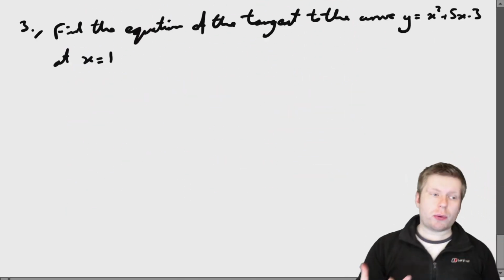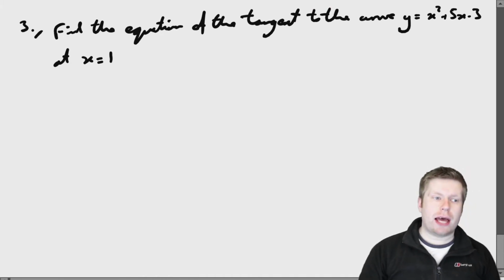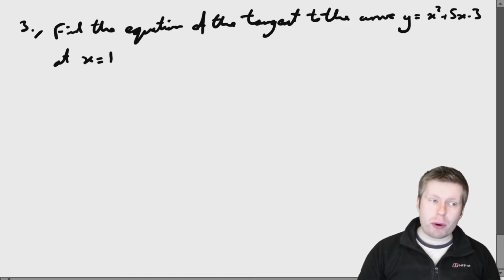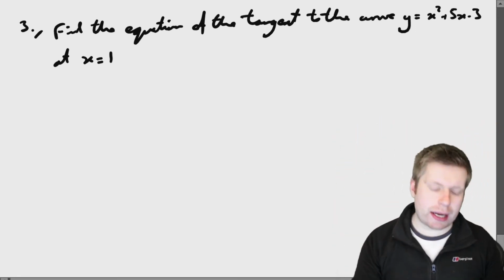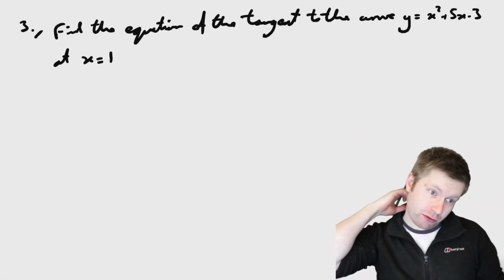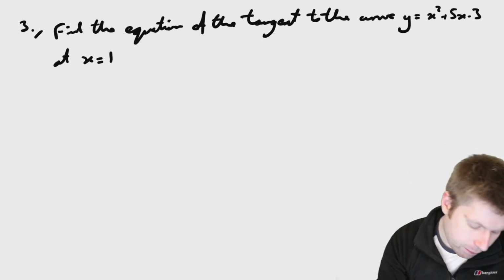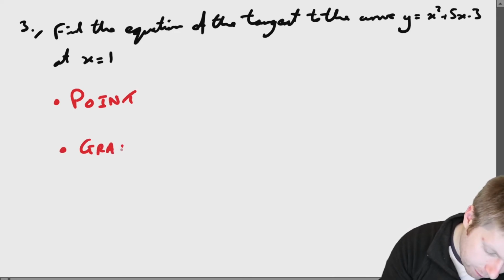All right, so let's have a look at this question, question 3. Here we've been asked to find the equation of the tangent to the curve y equals x squared plus 5x minus 3 at the point x equals 1, okay? So because we want to find the equation now, just remember a tangent is just a straight line, which means I need two pieces of information in order to find the equation of that straight line. The first thing I need is a point which lies on the line, and the second thing I need is the gradient of that line, okay?